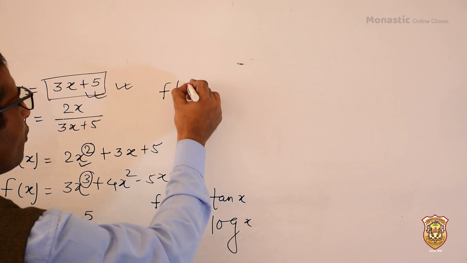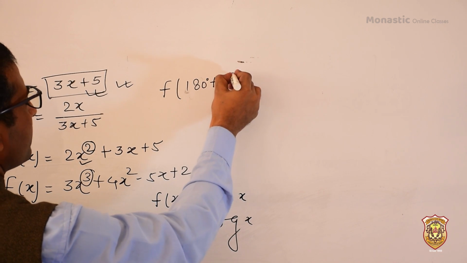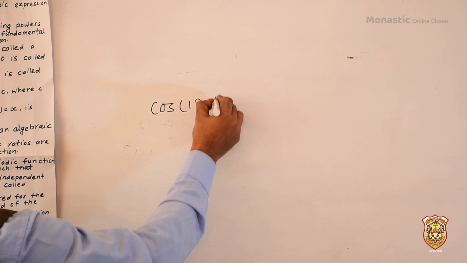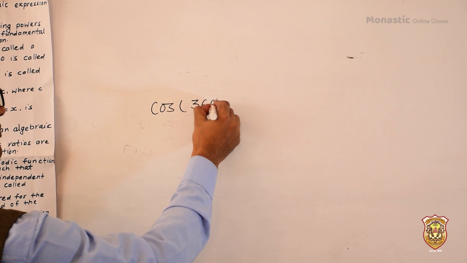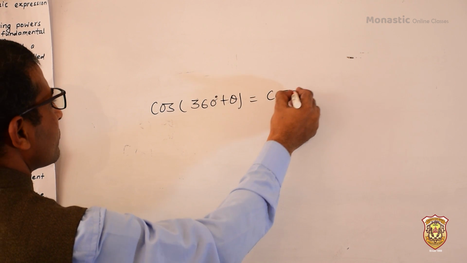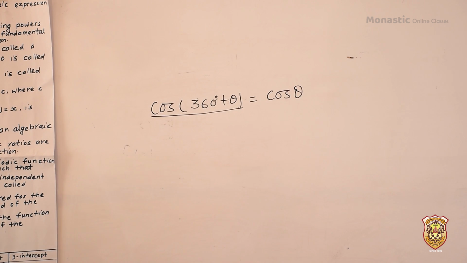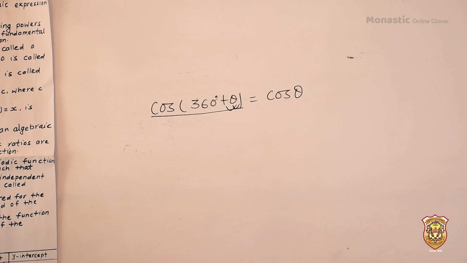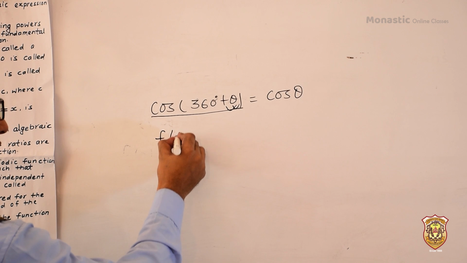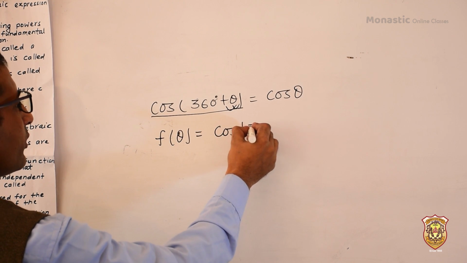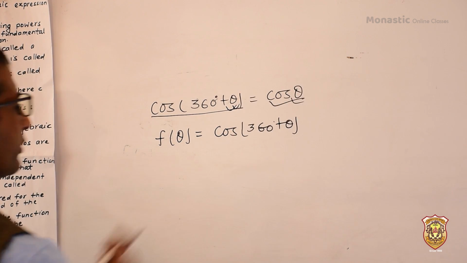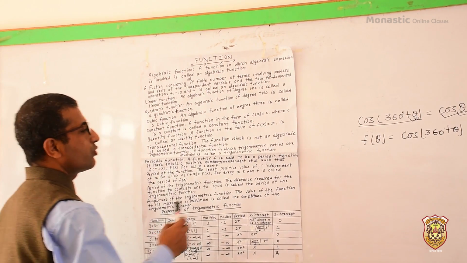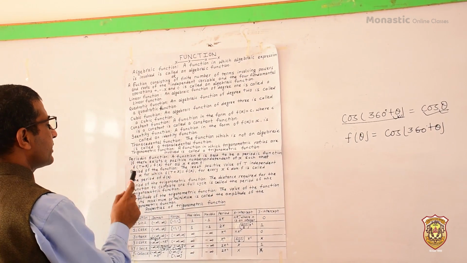Sine 180 plus theta. You know that cos 360 plus theta is cos theta. And now if you change this value, whatever value you put, that will not change. It means if I write the function like f(theta) equals cos(360 plus theta), that will always be cos theta. So that's an example of a periodic function, and in this 360 is the period.